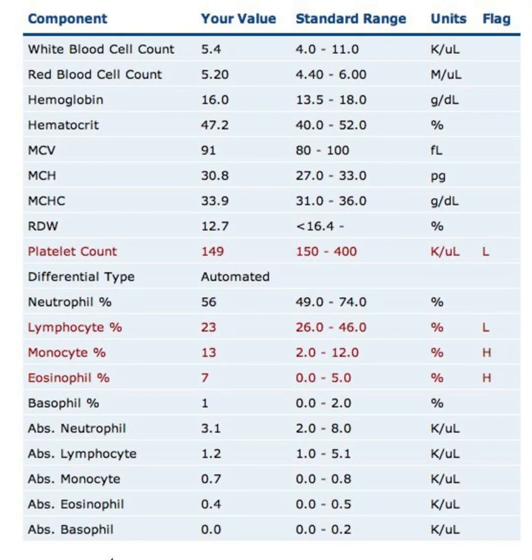Let's dive into how to read a CBC. So if you look at the CBC, you have WBCs, RBC, hemoglobin, hematocrit, MCV, MCHC, RDW, platelet, then lymphocyte, monocyte, eosinophil, then percentage of neutrophil, lymphocyte, eosinophil, and basophil.